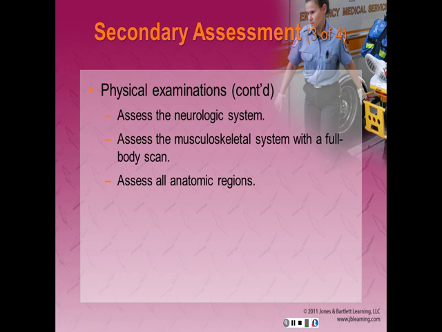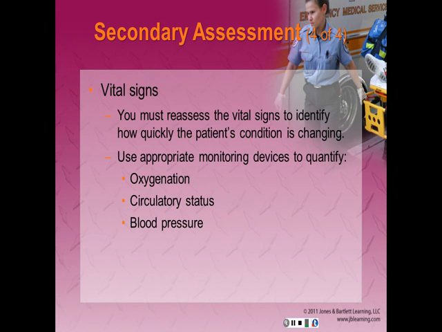Assess all anatomic regions, looking for the following signs and symptoms: raccoon's eyes, Battle's sign, and/or drainage of blood or fluid from the ears and nose, jugular vein distension, and tracheal deviation. Check the pelvis for stability, check the abdomen, and check the extremities, and record pulse, motor, and sensory function. Vital signs: it is important to reassess the vital signs and identify how quickly the patient's condition is changing. Use appropriate monitoring devices to quantify oxygenation, circulatory status, and blood pressure.